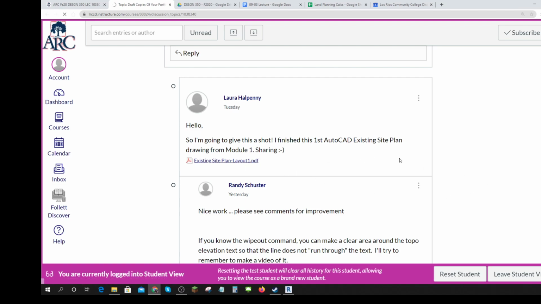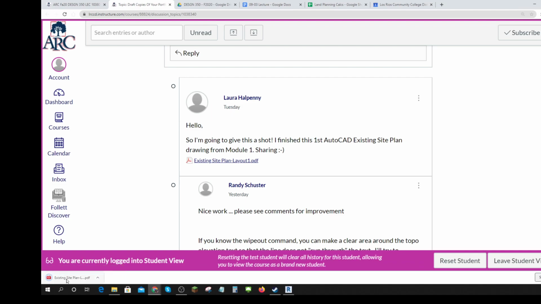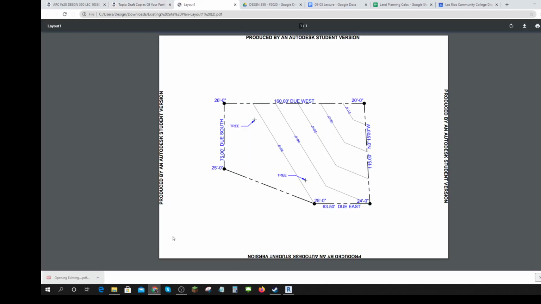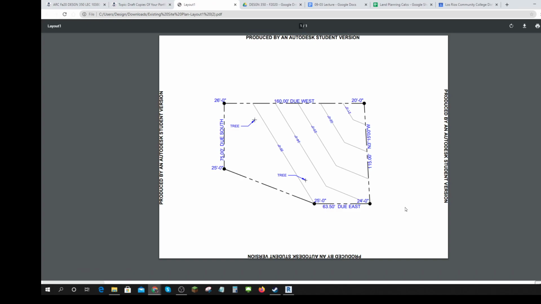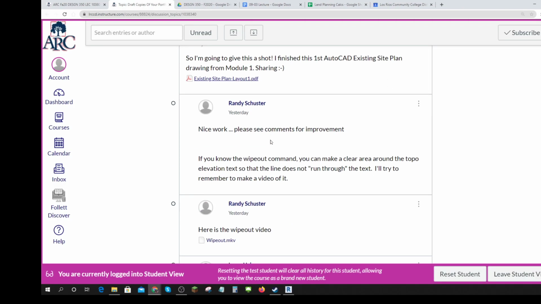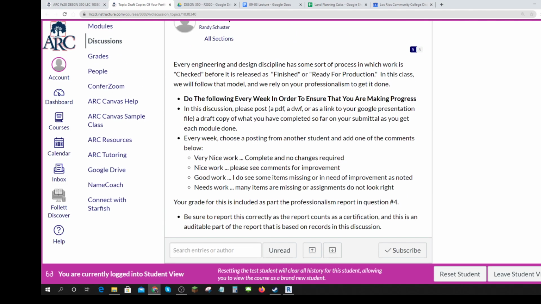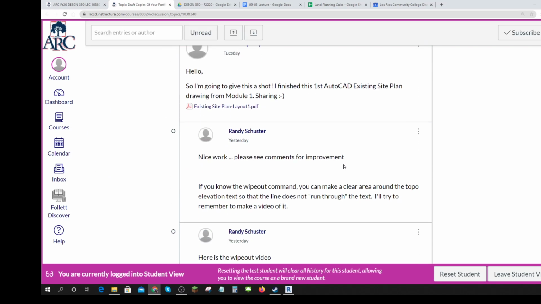Here's an existing site plan. Well, look at that. That looks pretty close to what I was looking for. And then I made some comments about it. So you guys look that over really quickly and then see if my comments make sense to you. So I copied one of the replies, right? It says copy one of these replies. So I copied this one. I said, nice work, see these comments.